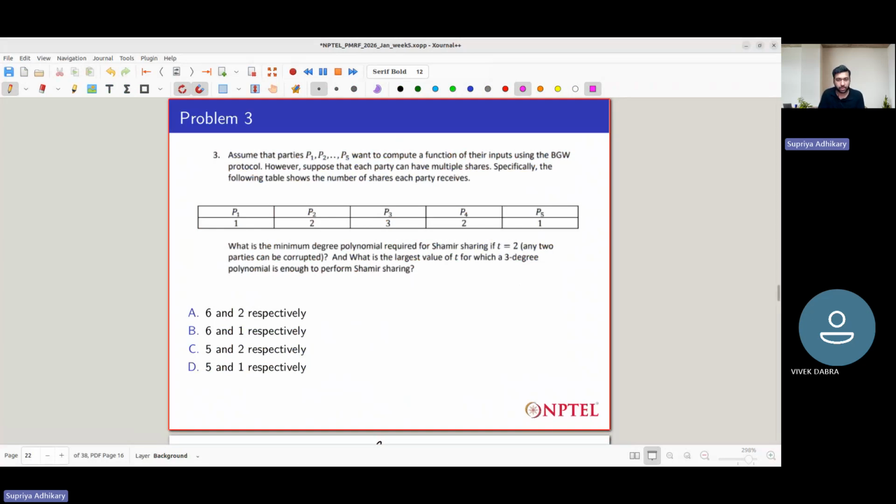Whatever the degree of the polynomial that we choose, we must ensure that if 5 parties come together, they should not generate the secret. And in order to make sure that 5 parties cannot generate the secret, we have to ensure that T is equal to 5 in the summary secret sharing protocol. Because for that we need 6 points at least in order to generate the secret.